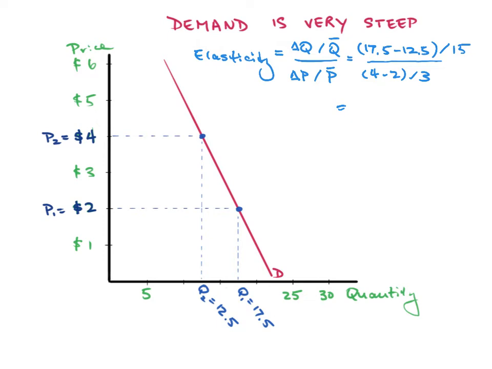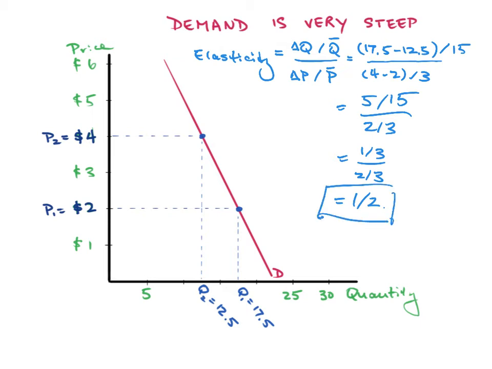Okay, so in the numerator, 5 divided by 15. In the denominator, 2 divided by 3. Numerator simplifies to 1/3, denominator is 2/3, and 1/3 is half of 2/3. Okay. So this elasticity is less than 1, so we call demand inelastic. Okay, not very responsive.